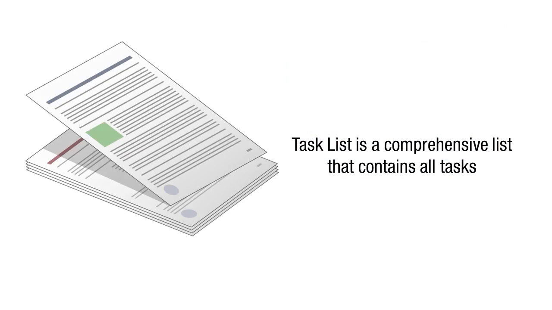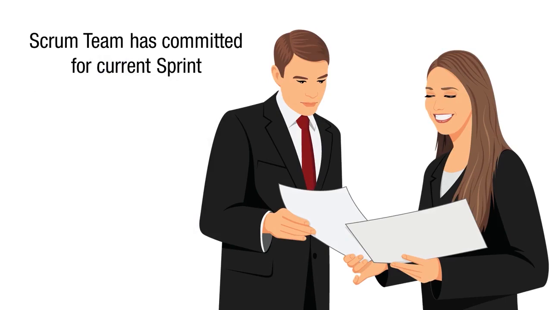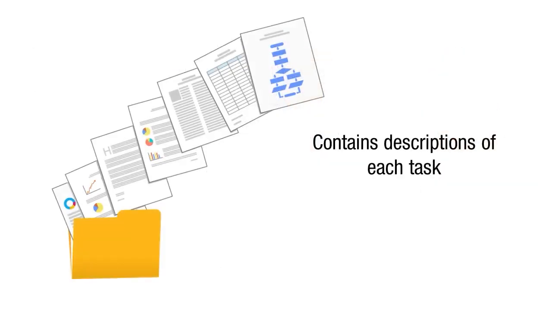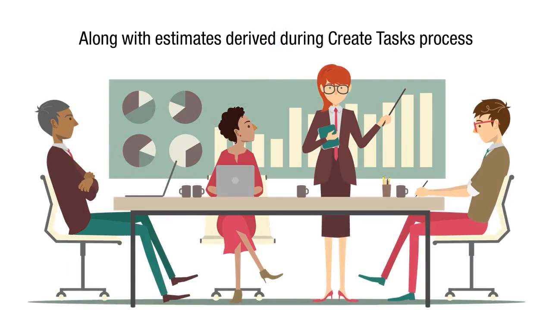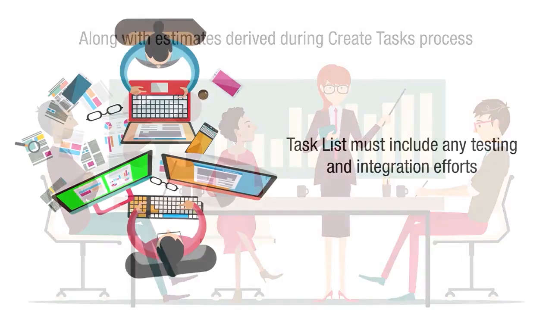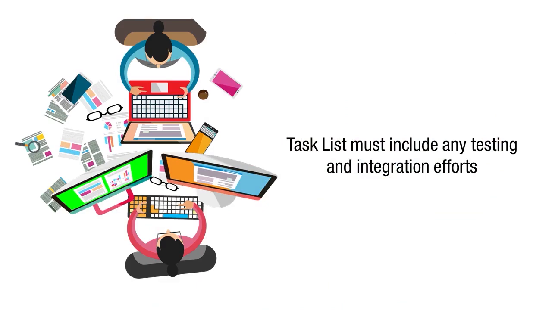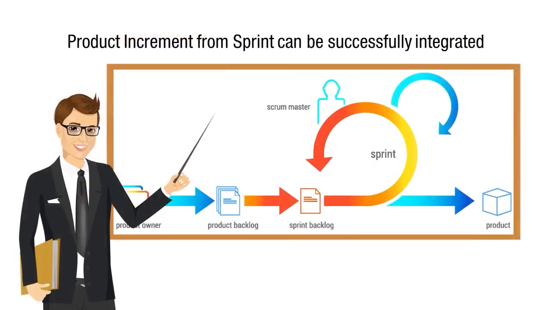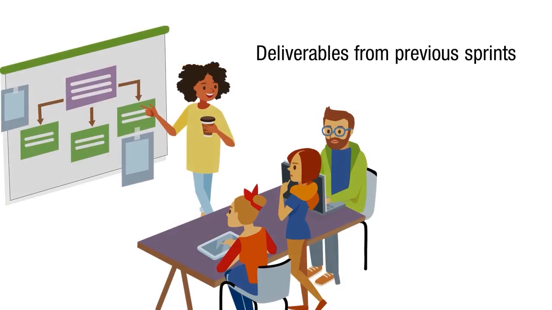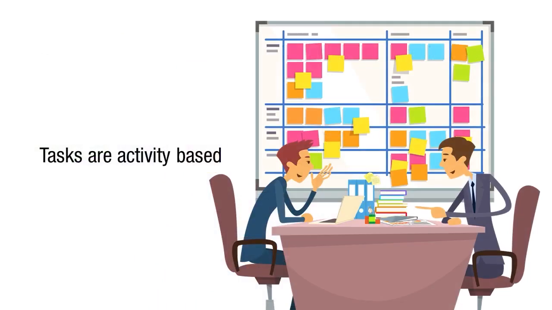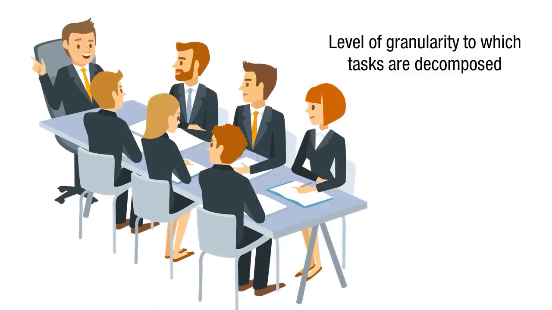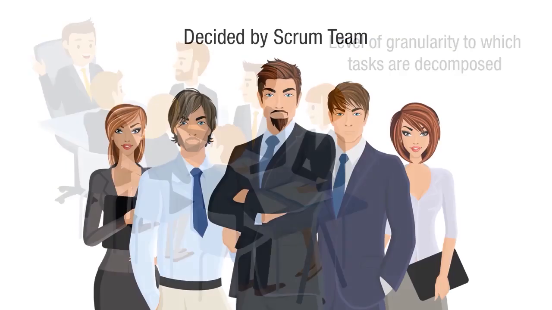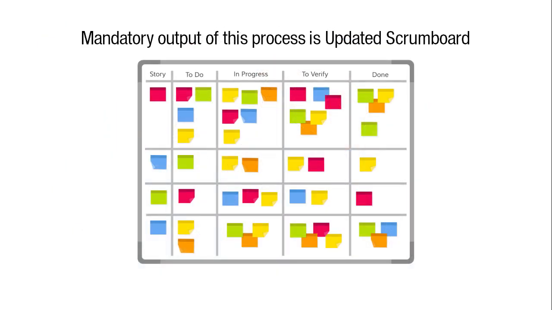The task list is a comprehensive list that contains all the tasks to which the Scrum team has committed for the current sprint. It contains a description of each task along with estimates derived during the Create Tasks process. The task list must include any testing and integration efforts so that the product increment from the sprint can be successfully integrated into the deliverables from previous sprints. Even though tasks are often activity-based, the level of granularity to which the tasks are decomposed is decided by the Scrum team. Another mandatory output of this process is the updated Scrum board.